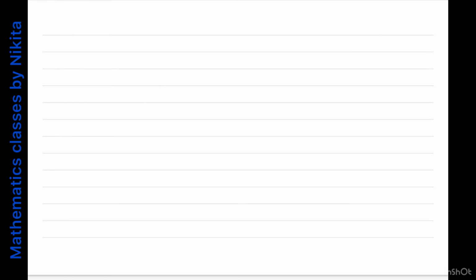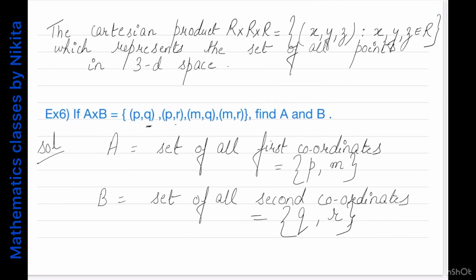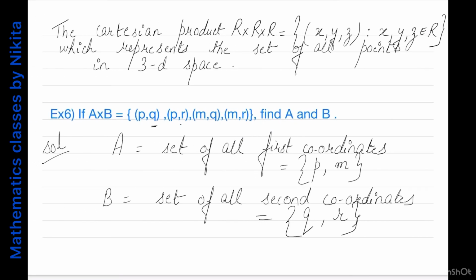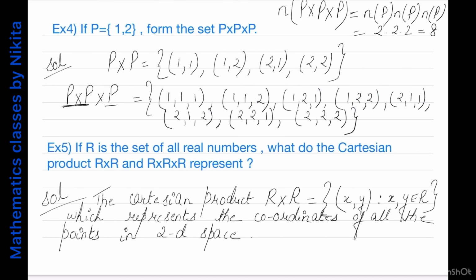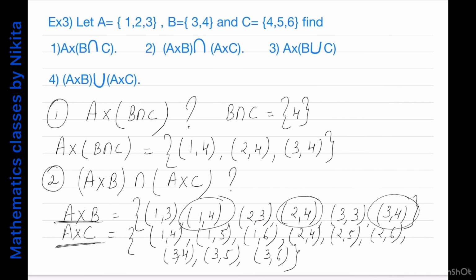So we have finished the examples. So in the next lesson I will be doing the exercise 2.1. Hope you understood all the basic concepts of what is a Cartesian product.